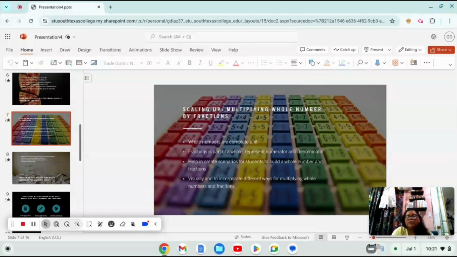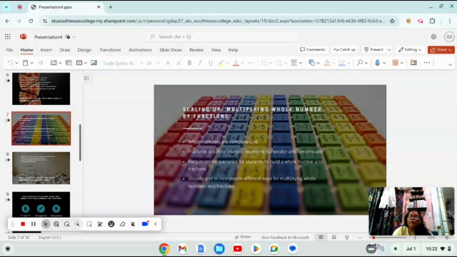Help in creating scenarios for students to build understanding of whole numbers and fractions. Whole numbers represent a complete unit or object. A fraction represents part of a whole. An example would be, imagine you have a pizza that is cut into 4 equal slices. If you take one slice of the pizza, you have 1/4 of the whole pizza.